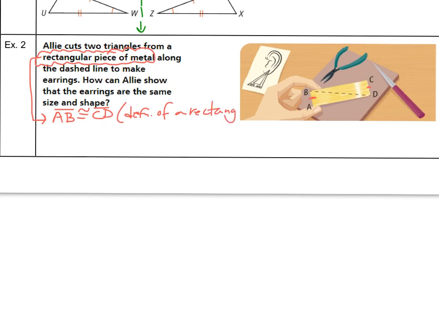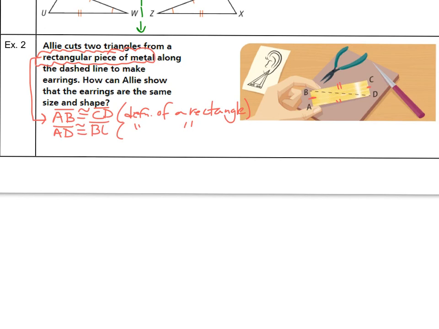Opposite sides are equal. We also know that AD on the bottom would be congruent to CB on the top. And that's also the definition of a rectangle. Opposite sides are equal to each other. So we can say AD is congruent to BC. And that's the same definition. Now let's see what else we know.